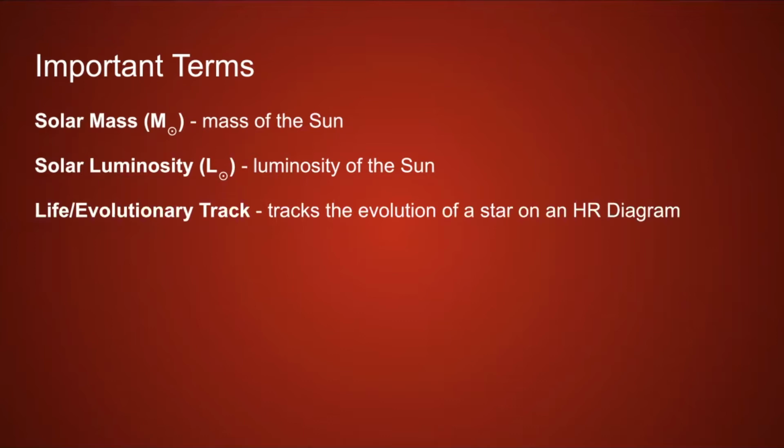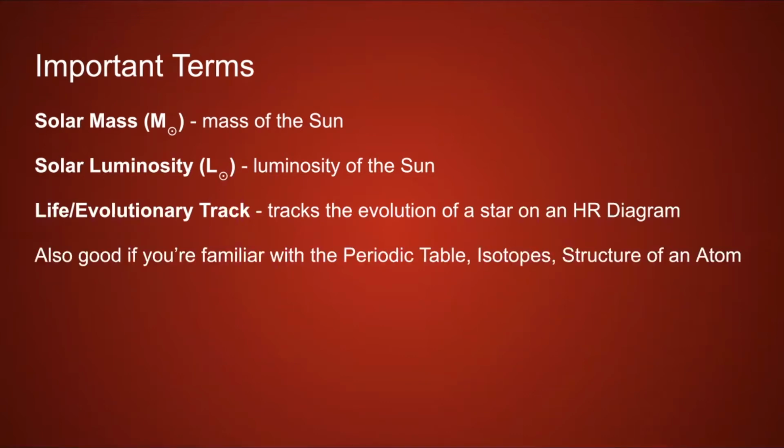Also, we will be looking at life tracks, which are also called evolutionary tracks. These basically show the path that the star will take on the HR diagram as it evolves over its life. They're very useful in understanding how a star's surface temperature and luminosity changes throughout each stage of their life. We'll be looking at several of these in this video. Lastly, if you're at least somewhat familiar with the periodic table of elements, isotopes, and the structure of an atom, I think you'll have an easier time understanding all of these concepts.